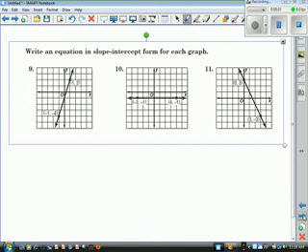Second thing that's on the homework. They are going to give you the graph. You have to tell me the equation in slope-intercept form. Okay, let's do the easy one first.